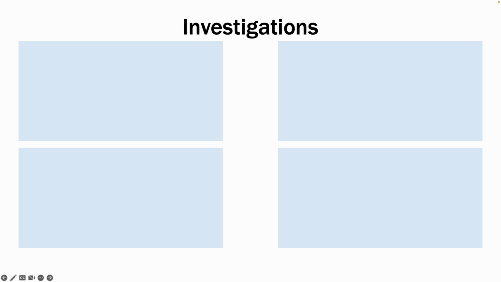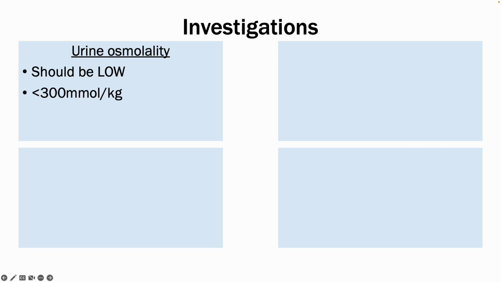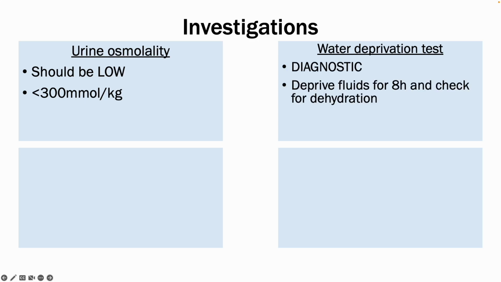In terms of the investigations, the first one is urine osmolality, and it should be low in a patient with diabetes insipidus, less than 300 millimoles per kilogram, roughly. Water deprivation test is probably one of the key tests, and it is diagnostic of diabetes insipidus. You deprive the patient of fluids for 8 hours and check for dehydration. In non-diabetes insipidus patients, the urine osmolality goes up, so it should go to roughly 700 millimoles per kilogram. However, in those who do have diabetes insipidus, it would stay below 300 millimoles per kilogram, even though they've not been taking in any water for this prolonged period of time.